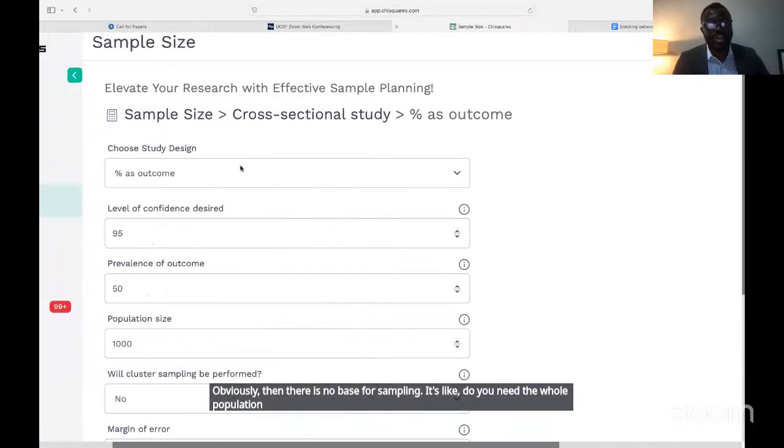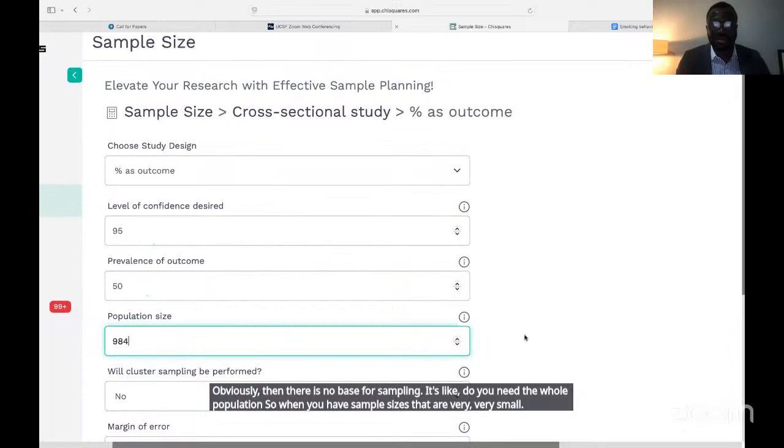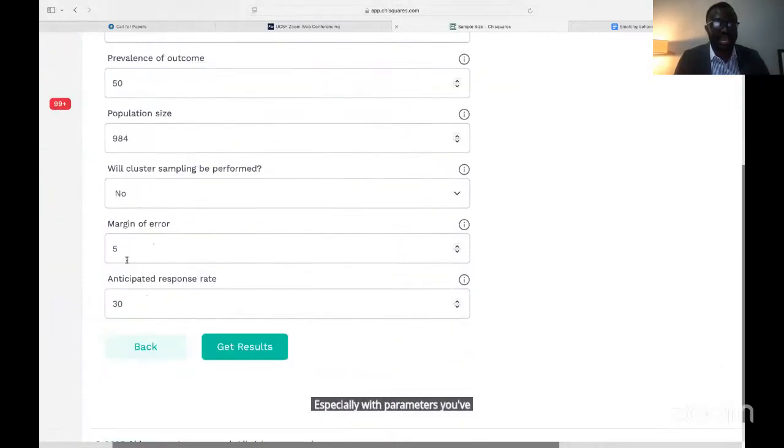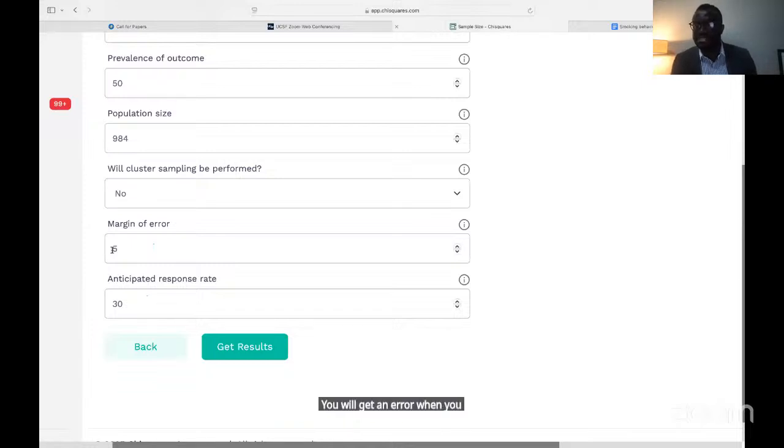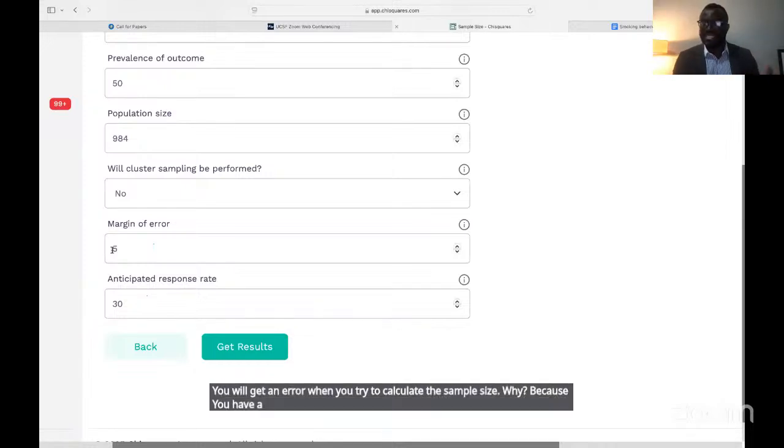So when you have sample sizes that are very, very small, especially with parameters you've selected, like very low response rates and very narrow margins of error, you will get an error when you try to calculate the sample size. Why? It's because you have a population of 1,000, but the sample size needed is above the 1,000. That is the basis for the error.